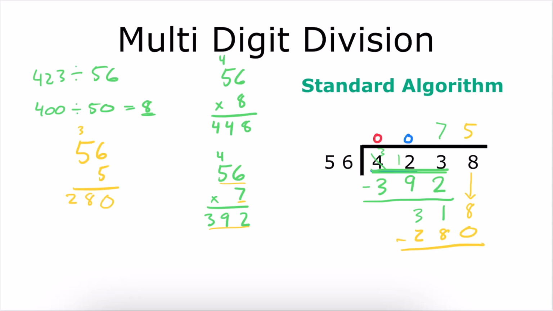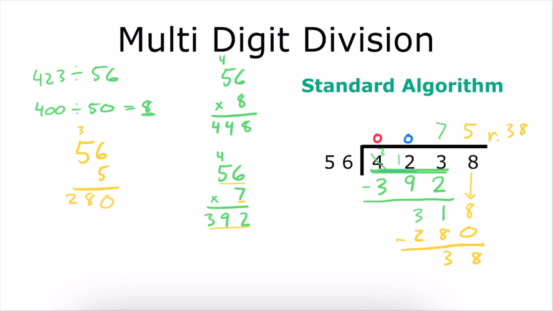And when I subtract that, I get 8 ones. 31 minus 28 will give me 3. So I have 38 ones left over. And so that would be my remainder, because that's the amount that I can't divide into the 56 piles.